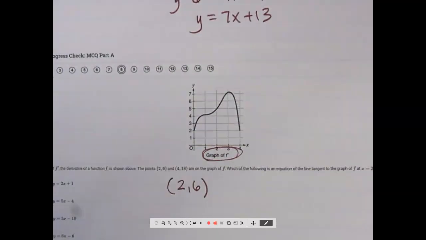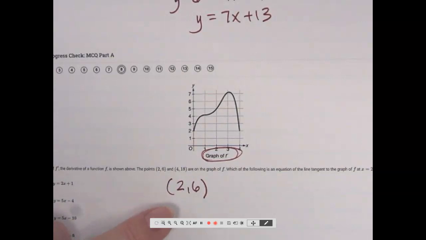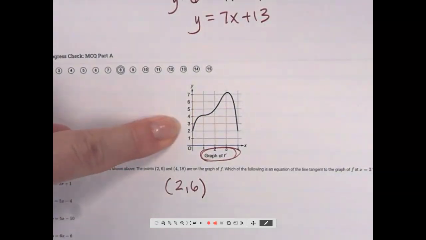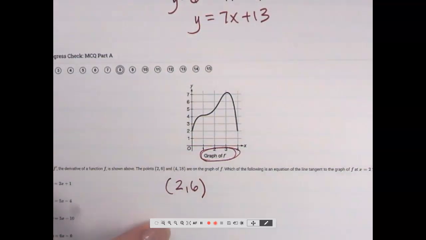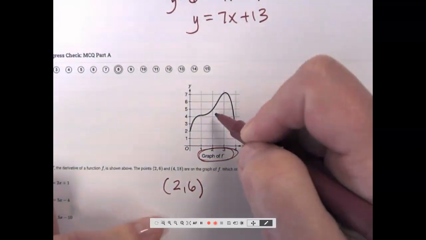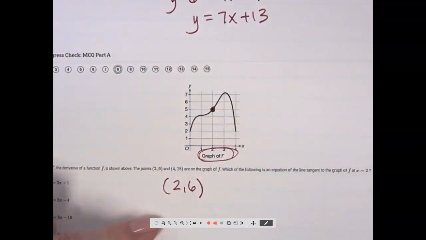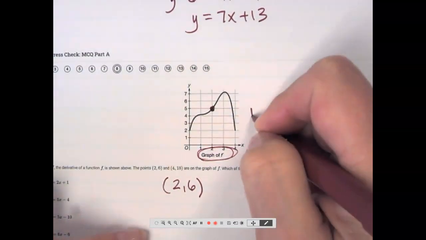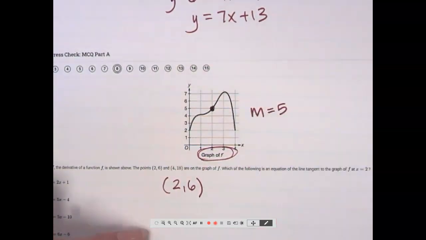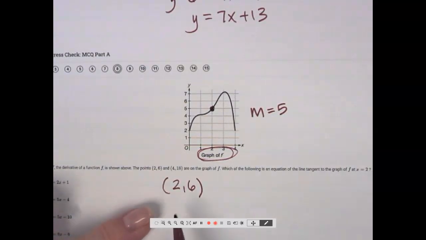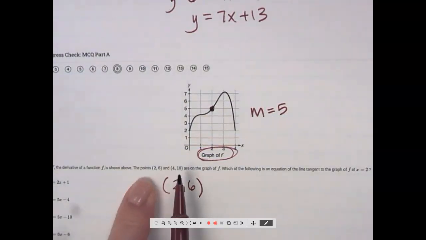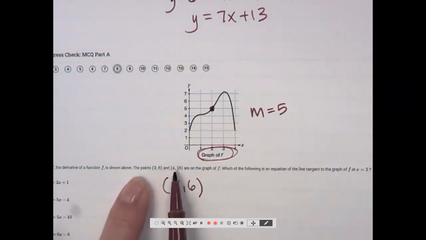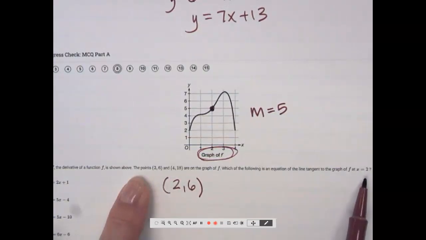Okay, so I can't use the slope formula because I don't have... Oh, yes, this is the derivative graph. So if I want to know the derivative at 2, I'm going to go to this ordered pair, 2, 5, and that tells me that the slope is 5. So why can't you use the slope formula? Because the slope between these 2 points may or may not represent the slope at that point.